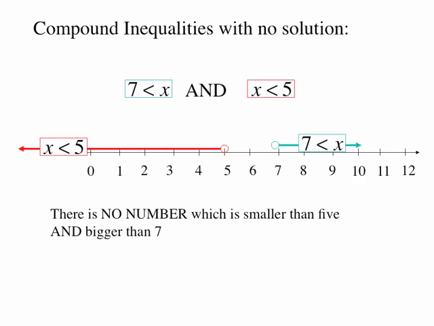There are also inequalities that have no solution. For example, x is greater than 7 and x is less than 5. If I graph those two inequalities, I'm looking for the overlap region because this is an and statement. I need both statements to be true at once. And notice that there is no overlap here. There is no number that is both smaller than 5 and bigger than 7. If you think about it for a minute, that statement makes tons of sense. A number can't be smaller than 5 and bigger than 7 at the same time.